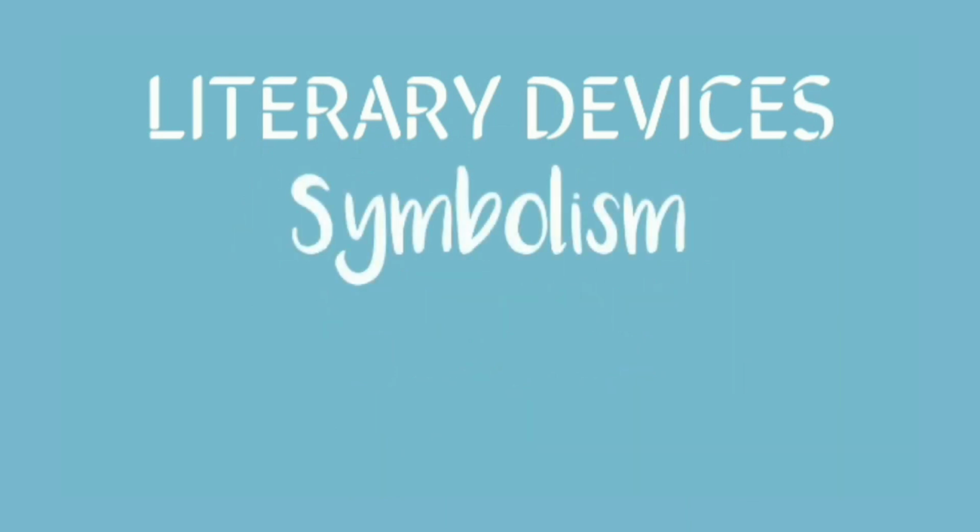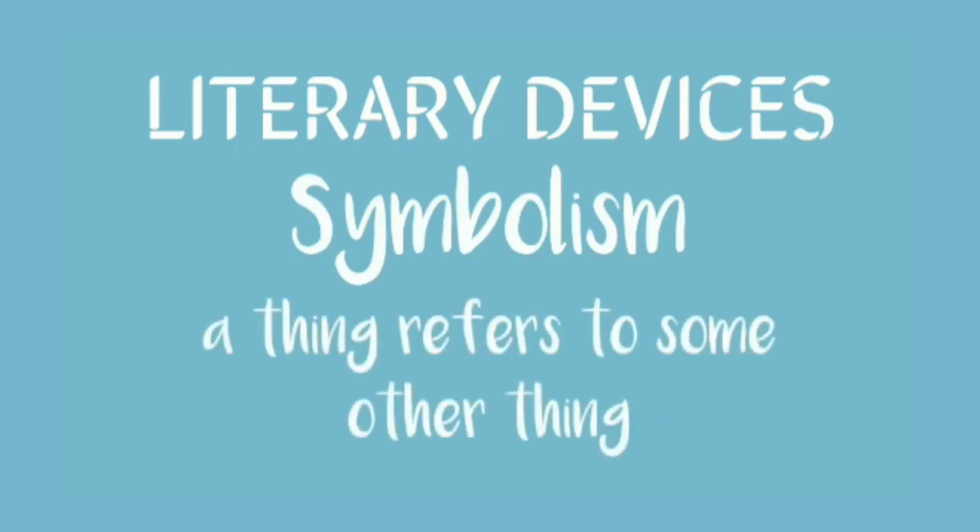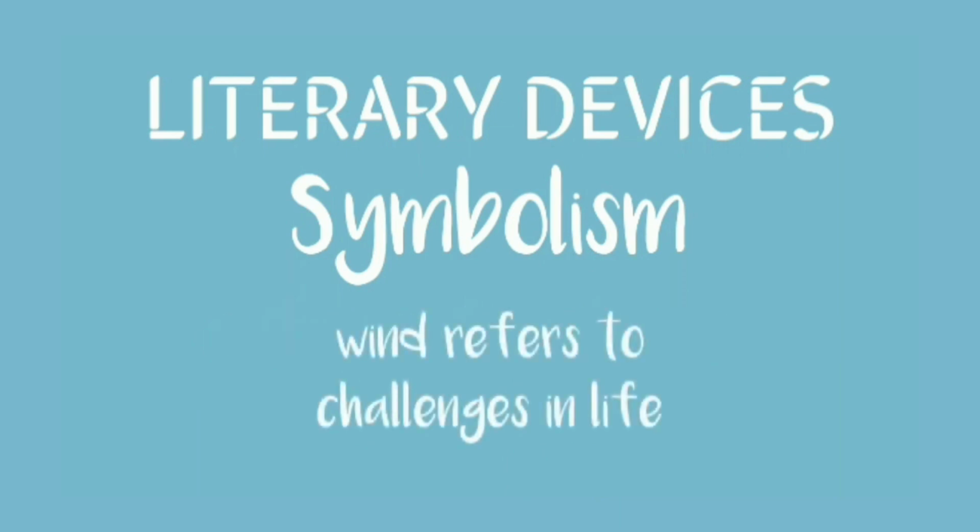Next is symbolism. Symbolism means that a thing refers to some other thing. So wind is a symbol and it refers to the challenges in life. The poet is using wind as a symbol for the adversities in our life.